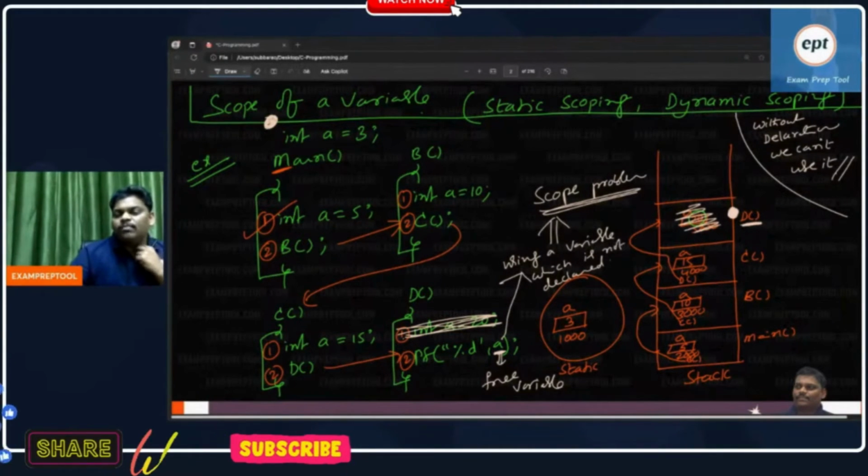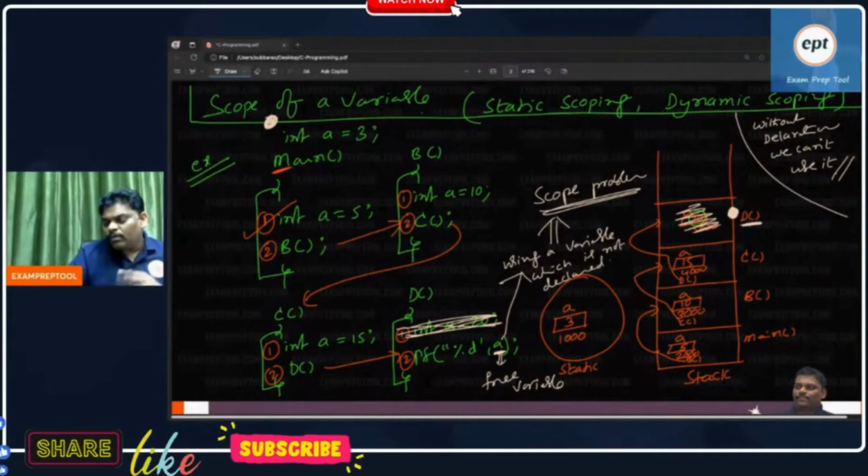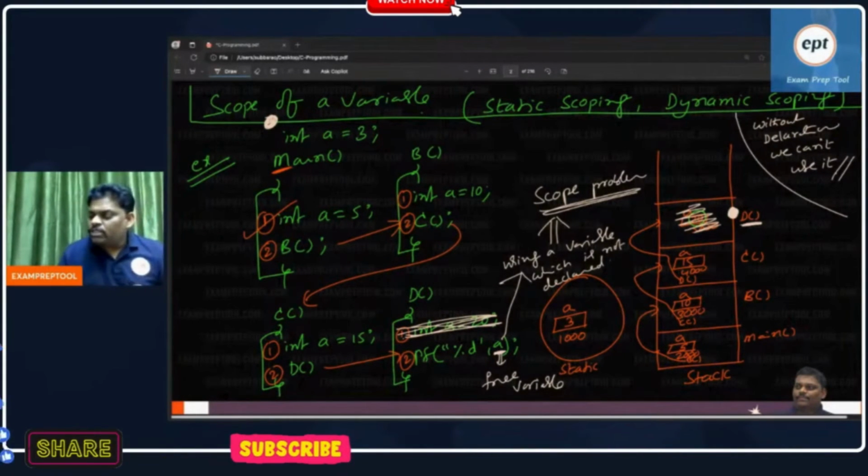See, you are using someone which is not declared. That is a scope problem. The variable is a free variable. We don't know from where it came. That variable is called a free variable. That problem is called the scope problem. See, this is the violation of the rule.